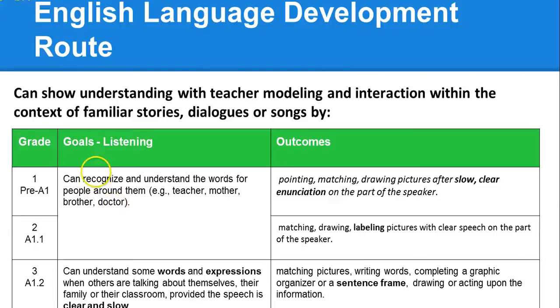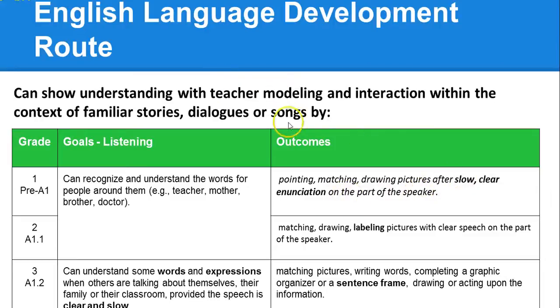Since they're both in grades 1 and 2 working at an A1 level, they're having the same competence goals, the same can-do statement. What differs for them are in the outcomes. So what we want to think about for the outcomes is that students can show understanding with teacher modeling and interaction within the context of familiar stories, dialogues, or songs by pointing, matching, drawing pictures after slow, clear enunciation on the part of the speaker.